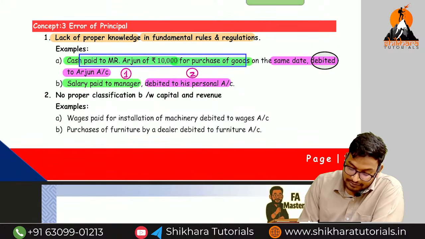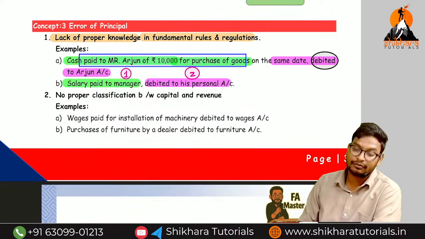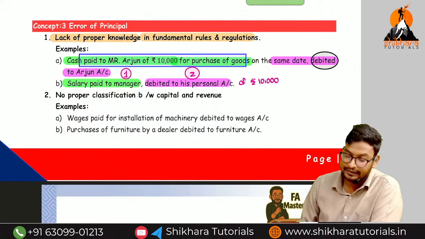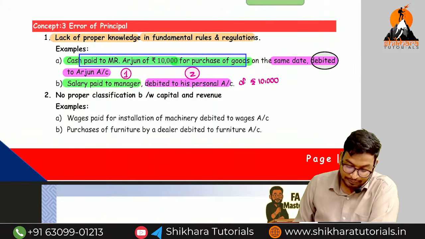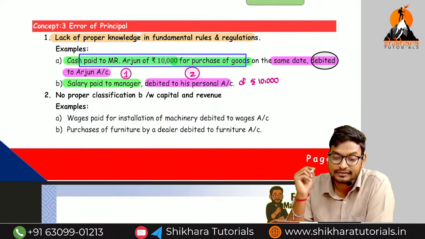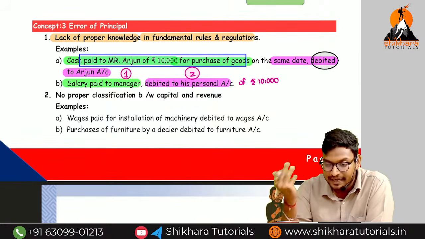What is our target? We need to think. Imagine here the rupees was not given. Let us take it as 10,000 rupees. So what is the right one? Salary paid to manager. Can you say the correct journal entry? Entry for the salary payment: salary account debited to cash account or bank account.